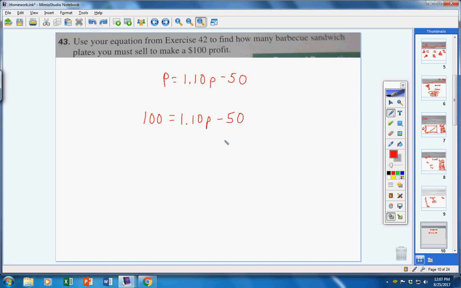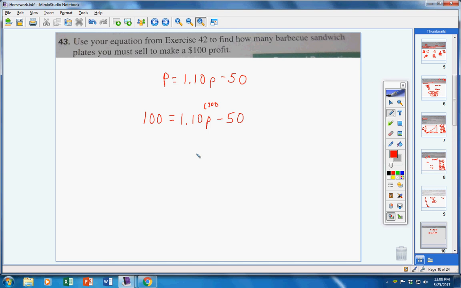So you've got to kind of use trial and error and find a number that goes in here that gives you 100. So I'm going to start off with 200. I'm going to put 200 in. Let's see what I get. 200 times $1.10 minus 50 gives me 170. So I'm going to jump down to 150. Okay? 150 times $1.10 minus 50. That's 115, so I'm getting closer. I'm going to jump down to maybe 145.